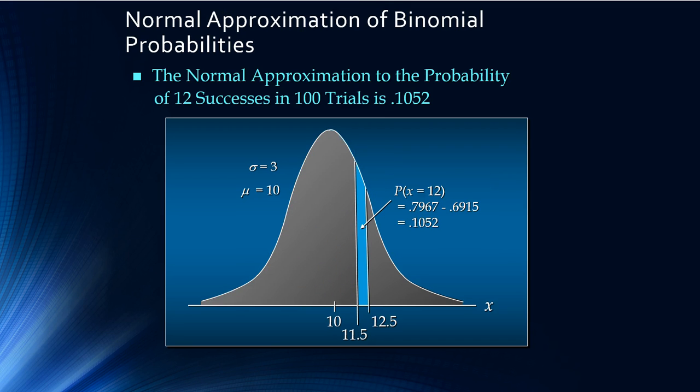And then when I figure out the distance between these two, the difference is 0.1052. So the distance between 12.5 and 11.5 on a normal distribution for this standard deviation and average is equal to 0.1052, which is 10.52%. So the probability of getting 12 errors when we know the average is 10 is about 10%. What's the likelihood that we would get 12 errors out of that 100 sample? It's about 10.5% right here. Okay. All right.